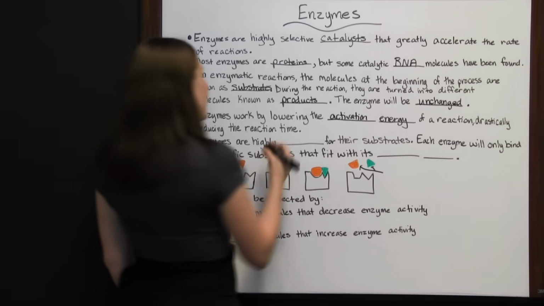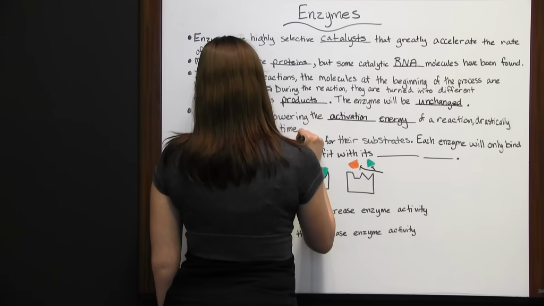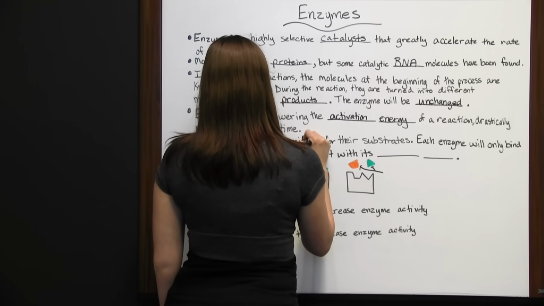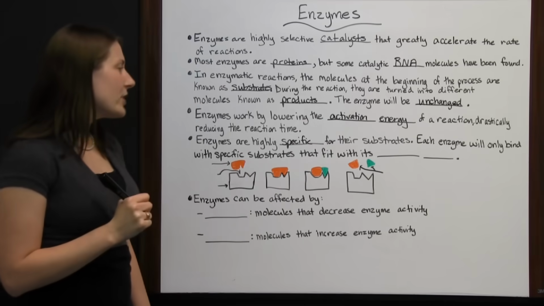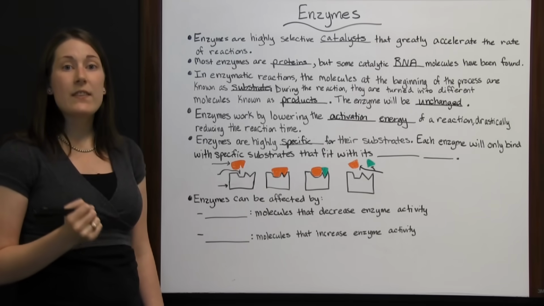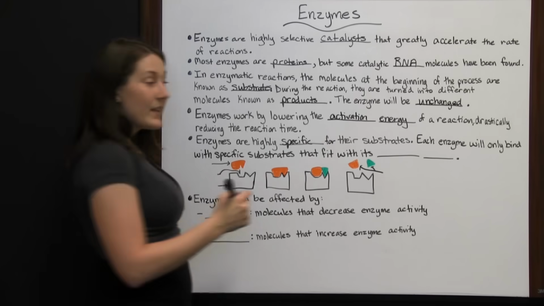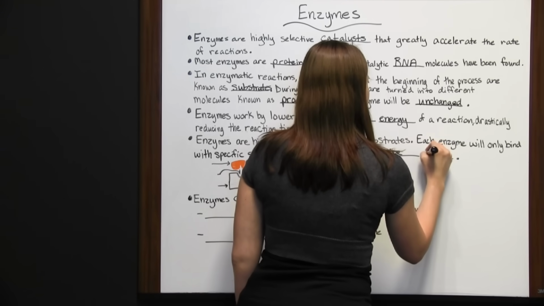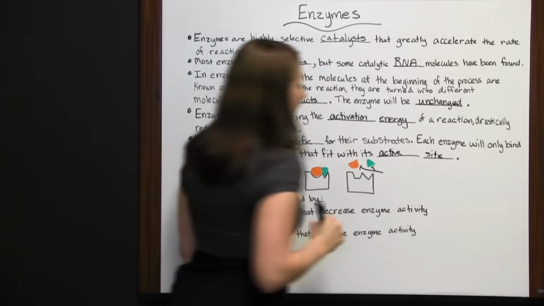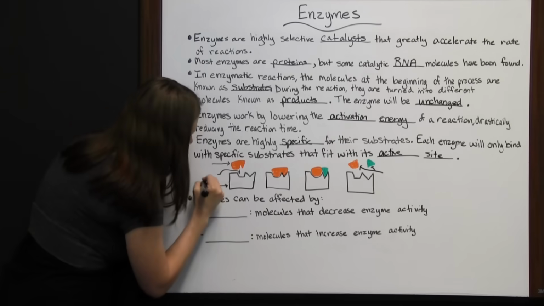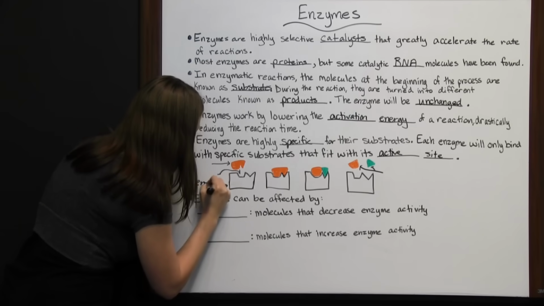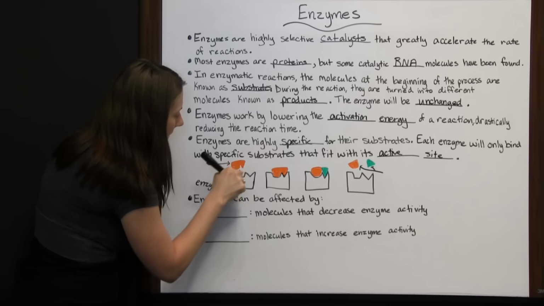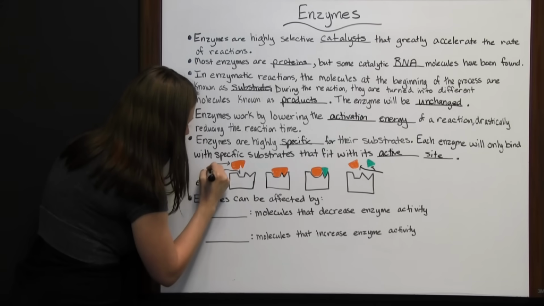Enzymes are highly specific for their substrates. That means that each enzyme will only bind with specific substrates that fit with its active site. So each enzyme has an active site. Here we've got our enzyme. To give you an example, this area would be the active site.